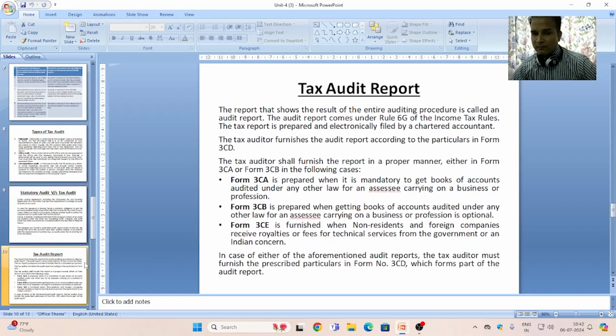Okay. Now we discuss the end product of the tax audit, that is the tax audit report. The report that shows the result of the entire auditing procedure is called an audit report. The audit report comes under Rule 6G of the Income Tax Rules. The tax report is prepared and electronically filed by a chartered accountant or tax auditor.